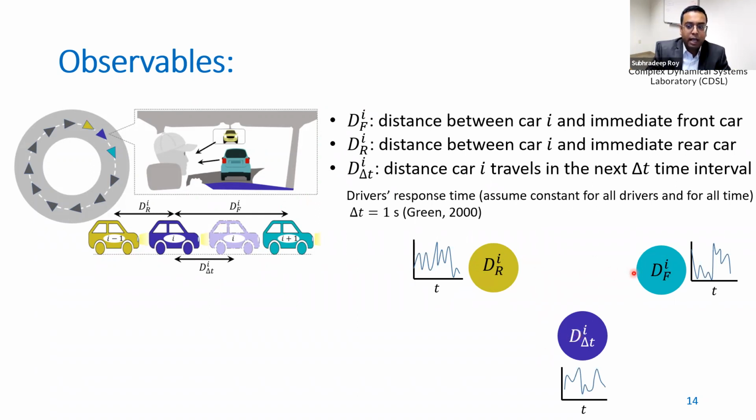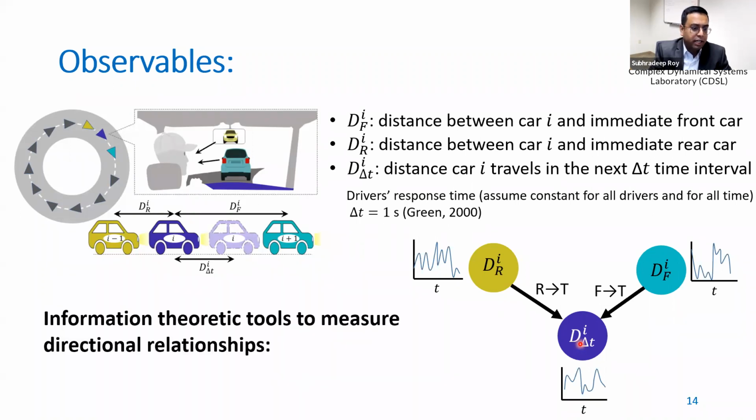And what we end up with is these three time series processes. To understand how much a driver responds to the immediate front and immediate rear car, what we need to find is the directional relationships. For example, if we can find how much the time series variable DIF influences DI delta T, that would be a measure of how much the driver responds to its immediate front car. Similarly, if I can measure how much the time series variable DIR influences DI delta T, that would be a measure of the directional relationship, or how much a driver responds to its immediate rear car.